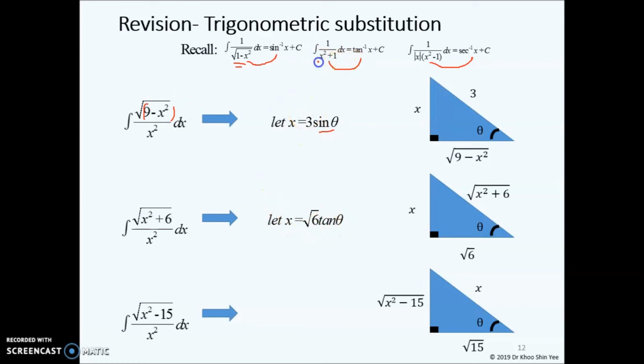So next case is tangent, right? Because you have x squared plus b squared, a squared term, and your a is equal to square root 6.